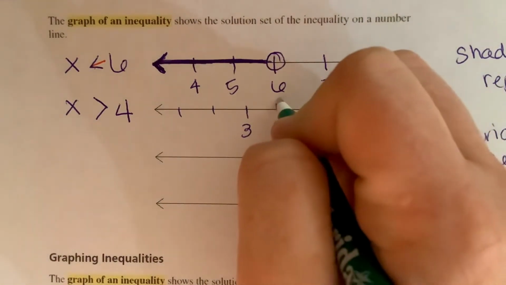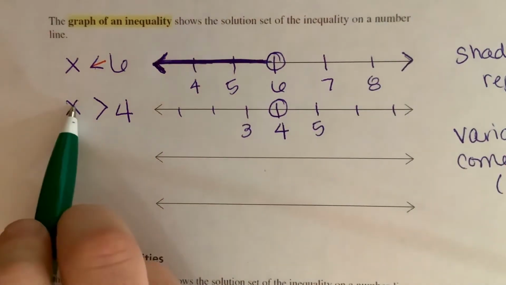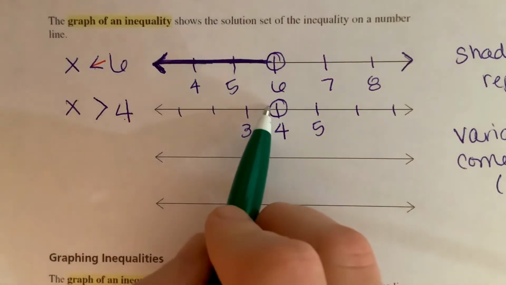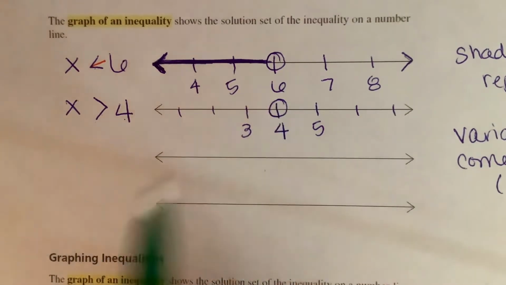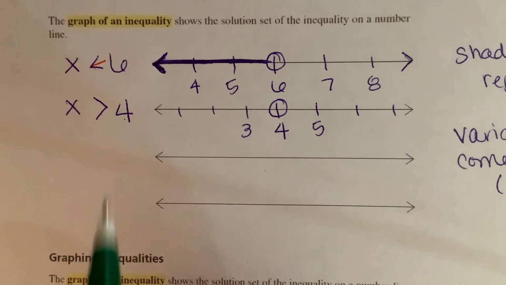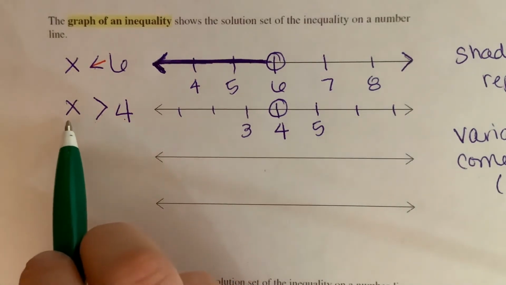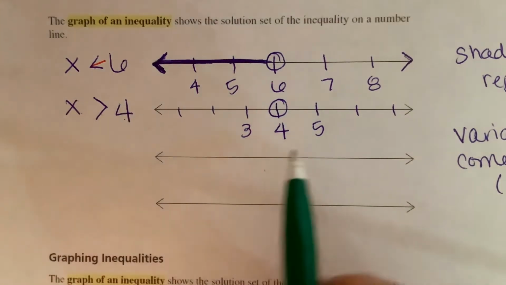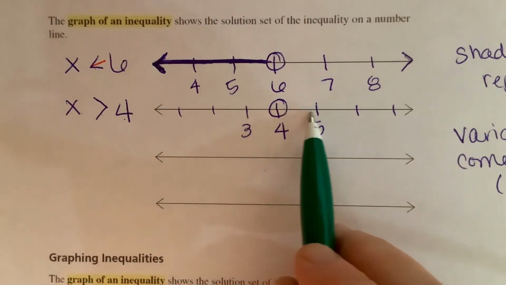Then I want to put my bubble over 4. Now, x cannot be equal to 4. It can be anything greater than 4, but it can't actually be 4. So I'm not going to shade this in. It is not part of my solution set. But I'm going to shade in everything that's greater than 4. x is greater than 4, so where are all of my numbers bigger than 4?